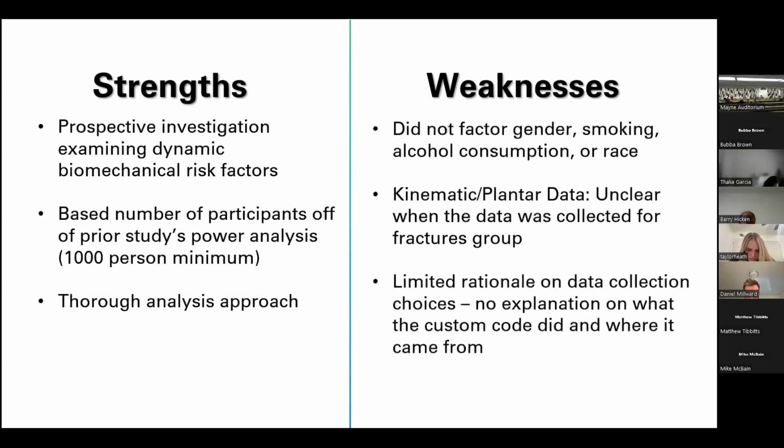So there was also a pretty limited rationale in some of their data collection choices. They did not say how their custom MATLAB script determined angles. It had an awful lot of markers that frankly didn't make the most sense to do, and it was only looking at one plane of motion, so it was a bit different. They also didn't include any citations on how or what they base it off of, if anything.